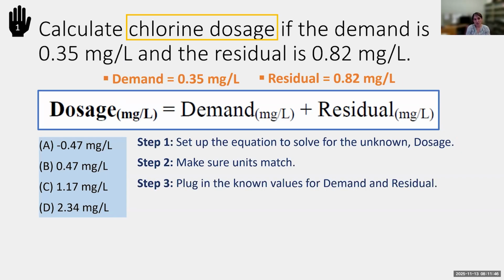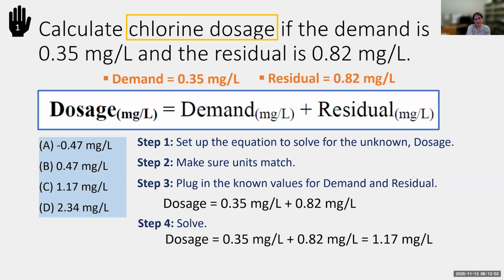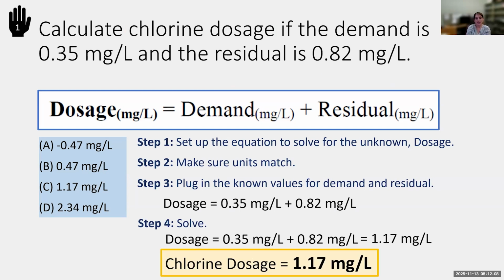Now we want to plug in the known values for demand and residual into our equation. So we're going to get dosage equals 0.35 milligrams per liter plus 0.82 milligrams per liter. And now we can solve it. So we get an answer of 1.17 milligrams per liter. So our chlorine dosage is 1.17 milligrams per liter. So our answer is C.